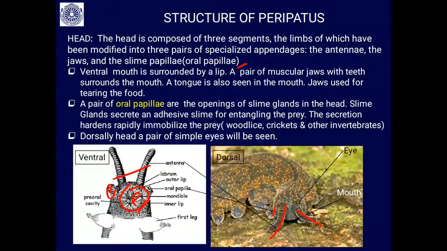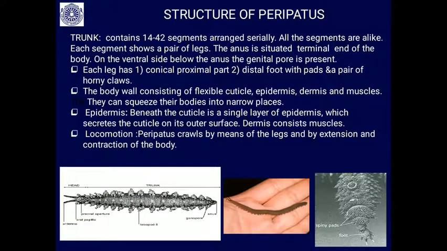So then you will find dorsally a pair of simple eyes here. So this is in the head region. Then how exactly is the trunk region? There are about 14 to 42 segments arranged serially. All the segments are alike. Each segment shows a pair of legs. You will find a pair of legs in each segment.